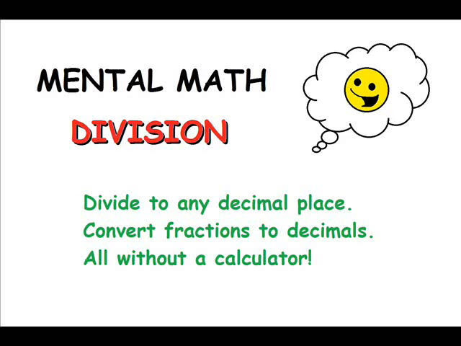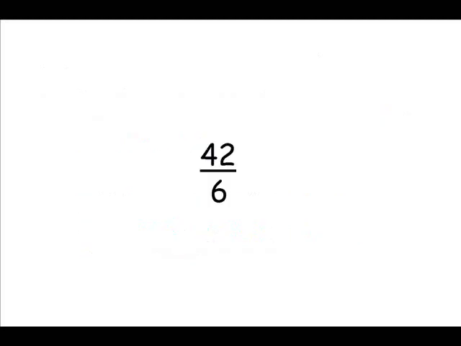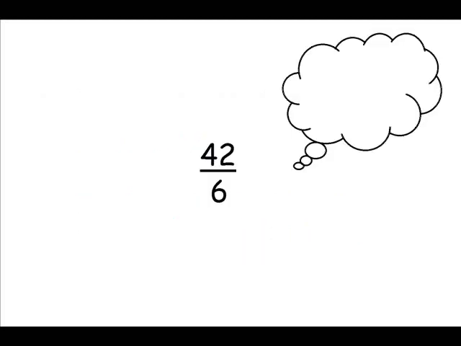Now let's start with a simple example, something that we know how to divide. How about 42 divided by 6? Well, in our heads, if we think about it, 6 times 7 equals 42. That must mean that 42 divided by 6 equals 7. And so we can write down our answer as 7.